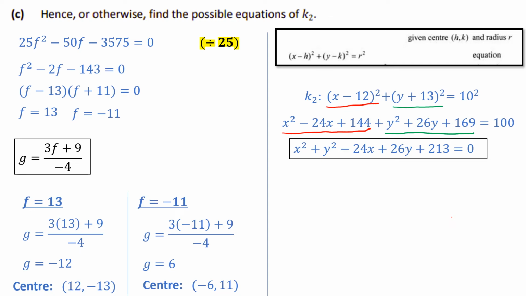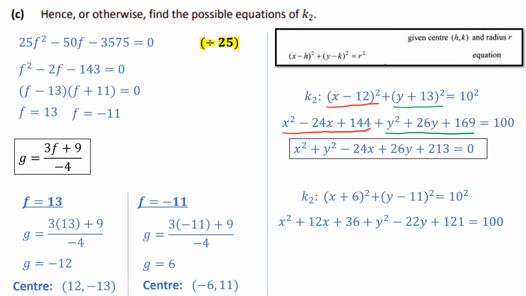Now, they didn't specify what form, so if you wanted to leave it in those brackets equal to 100, that would be absolutely perfect as well. So that's only my first equation of K2. My second one is going to use the second center. So subbing that in, I get x plus 6 squared plus y minus 11 squared equals 10 squared.